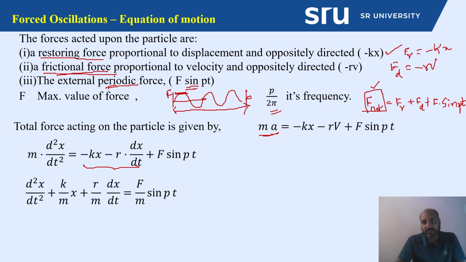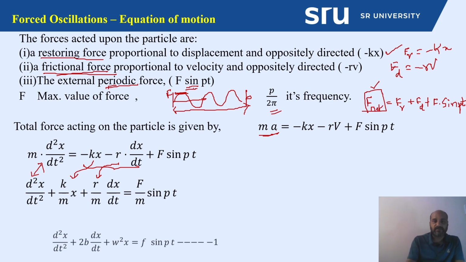To write that in standard form. So if you are able to do that, d2x by dt square, because this mass will be cancelled if you divide the mass on both sides, remaining k by m x, and here r by m dx by dt is equal to capital F by m sin pt. Still it is not in standard form.